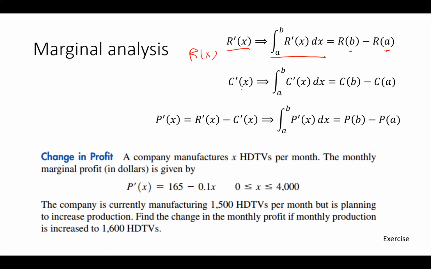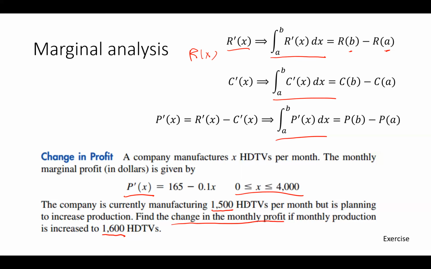And similarly, we have the cost when we integrate the marginal cost, and the profit when we integrate the marginal profit. Similar interpretation. So let's look at the first example. In this case, we are given the marginal profit expression and this range. The question says that currently the company is manufacturing 500 units, and it's planning to increase its production to 1,600 units.